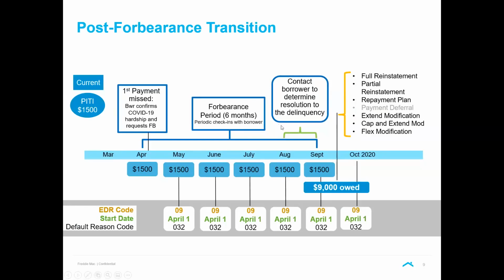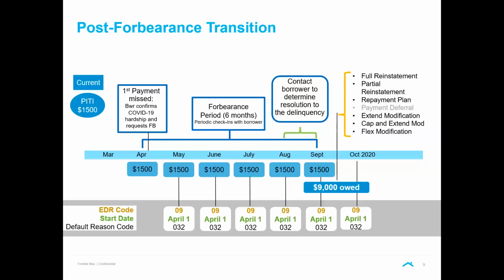Next month, the borrower misses their next payment. Again, they're still on forbearance. This is expected. You're going to do your next month's EDR. Again, what you're going to report to us is the exact same codes: 09 for forbearance, 032 for default reason, and the start date is still going to continue to be April 1st.